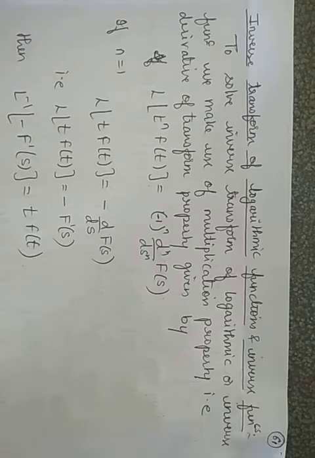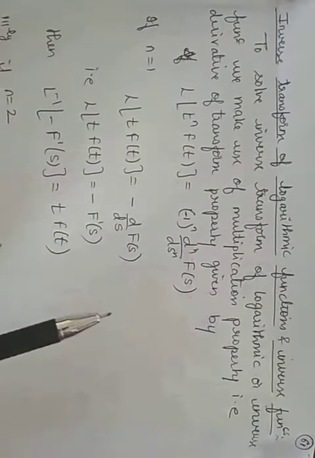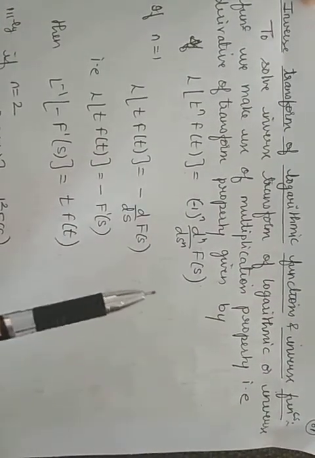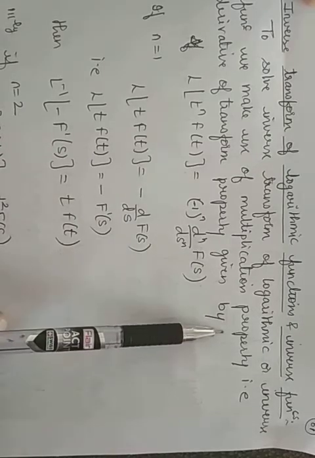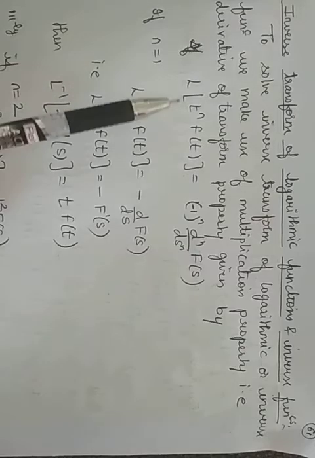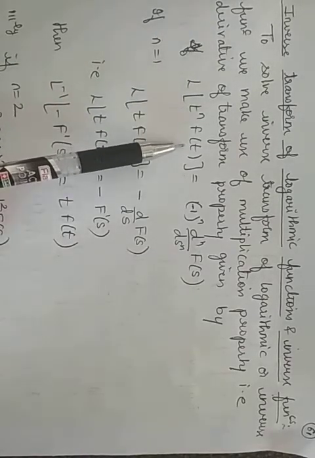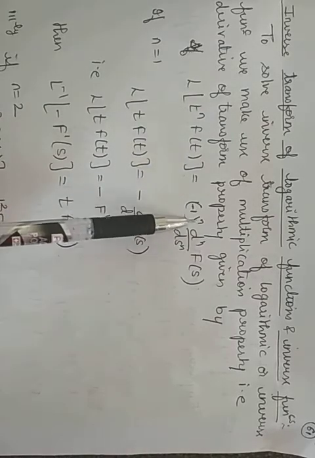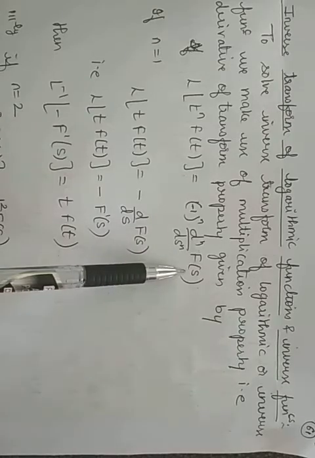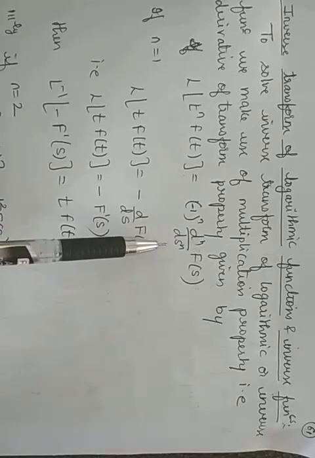To adopt this method, you should know the property which you have seen in Laplace transform. That property is the multiplication property, or it was said to be the derivative of transform property. What was it given as? It was stated as Laplace transform of t raised to n f of t is equal to minus 1 raised to n d raised to n by ds raised to n of f of s. This was the multiplication property stated in Laplace transform.